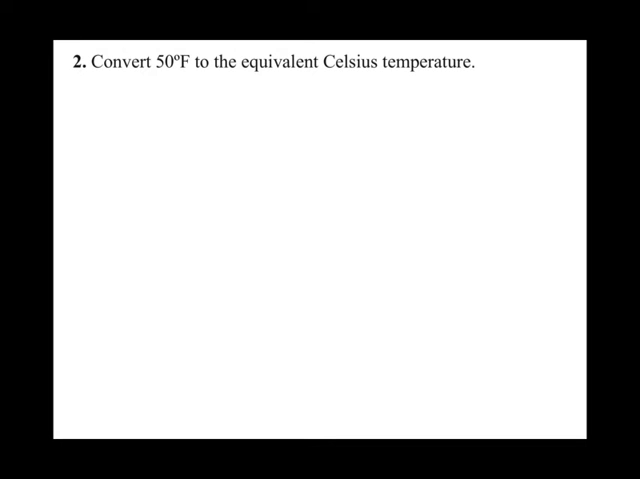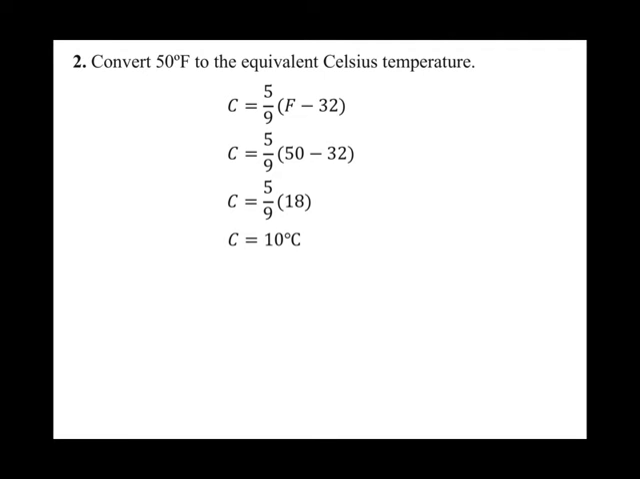Convert 50 Fahrenheit to the equivalent Celsius temperature. So now I know F equals 50, and I want to find out what my C is here. So we just take the formula from question 1 and plug in F equal to 50. Take care of this: 50 minus 32 is 18, right? Simplify before you multiply. So 18 divided by 9, you're going to get 2. 2 times 5, you're going to get 10. So 50 Fahrenheit is equivalent to 10 Celsius.